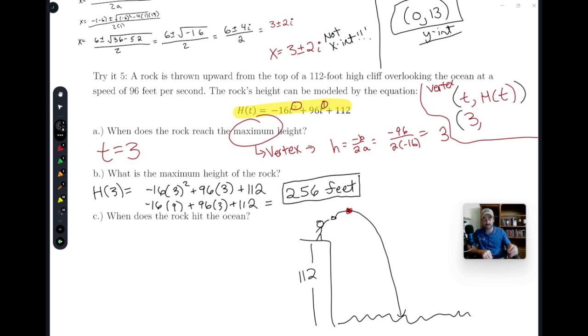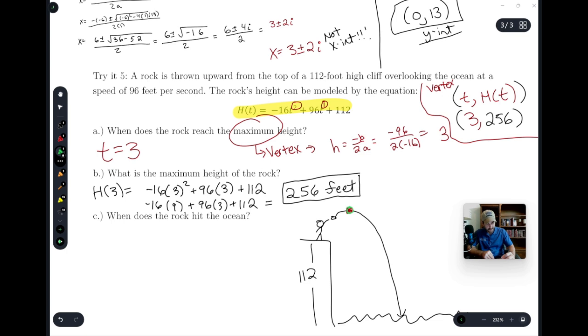If you need to go off to the side to do the arithmetic, that is okay. You're allowed to do that. So that was the second point of our vertex, 256 feet tall. And last but not least, they ask us, well, where does it hit the ocean? So we found our vertex. This green point up here is the point (3, 256). At 3 seconds, it gets to 256 feet in the air.